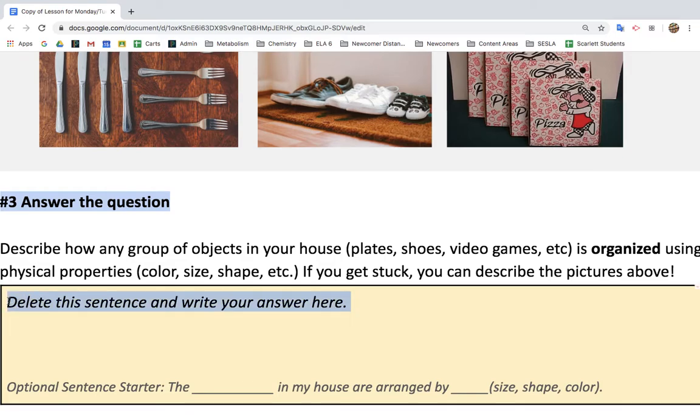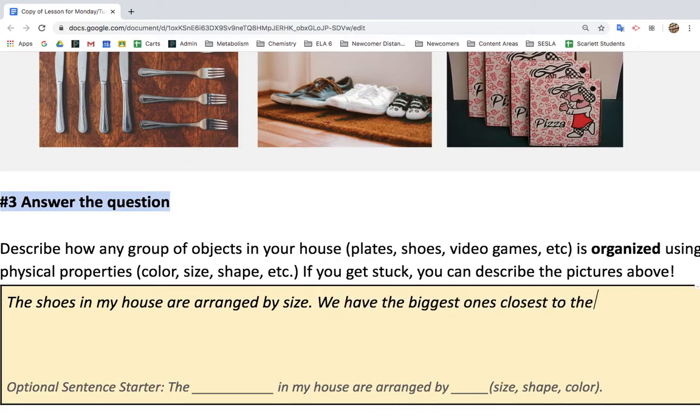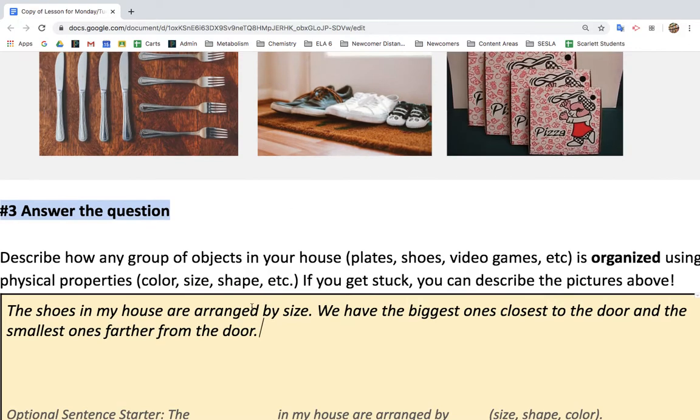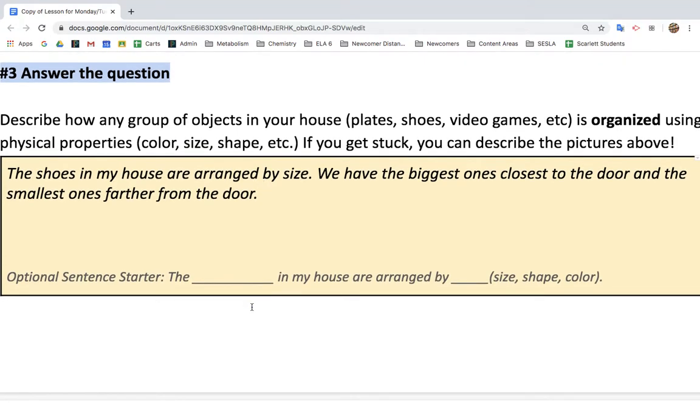So I'm going to delete this sentence and I'm going to say, so I'm going to describe the shoes. So I'm going to say the shoes in my house are arranged by size. We have the biggest ones closest to the door and the smallest ones farther from the door, kind of like in this picture. Again, you could write what I wrote, or you could choose to write about something in your house.